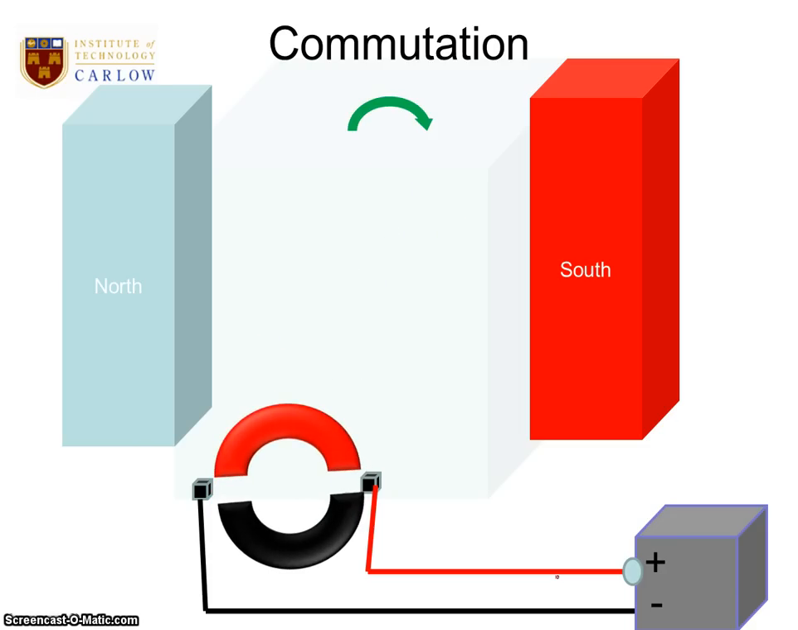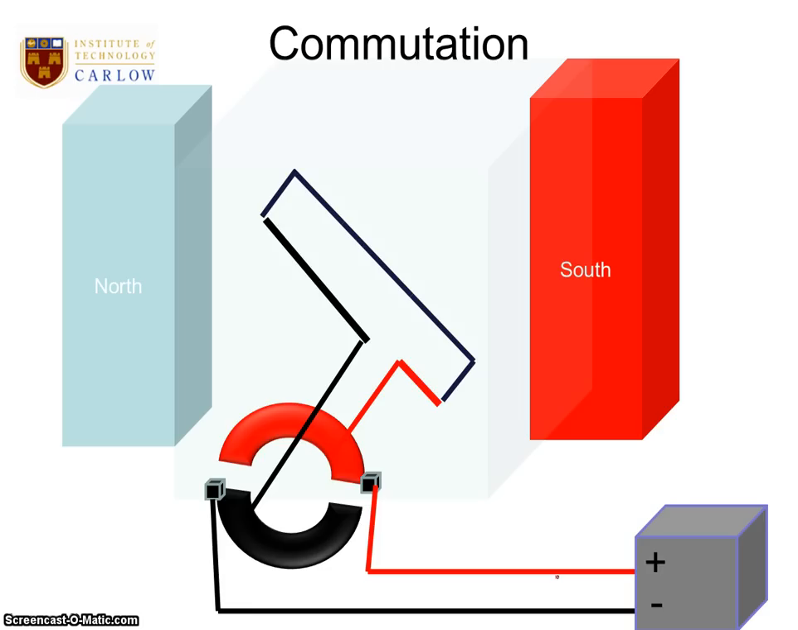So it rotates again, inertia carries it forward, and now we're back at the start where the current is going in on the red and coming back out on the black, giving a downward force there and an upward force there. So we've gone a full cycle.